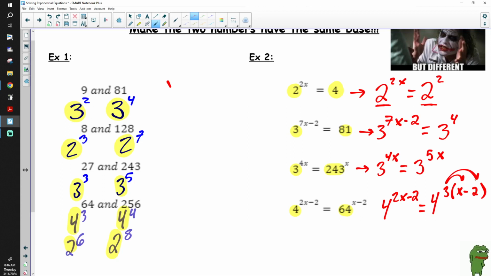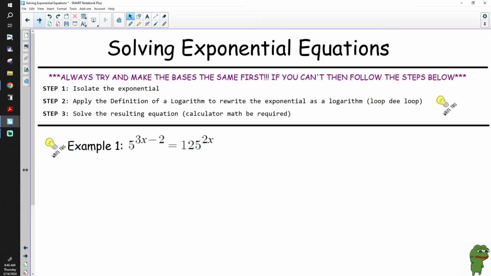Okay, so I have a little more for you. Now it's time to do the full shebang. Okay? The full shebang. Start to finish.